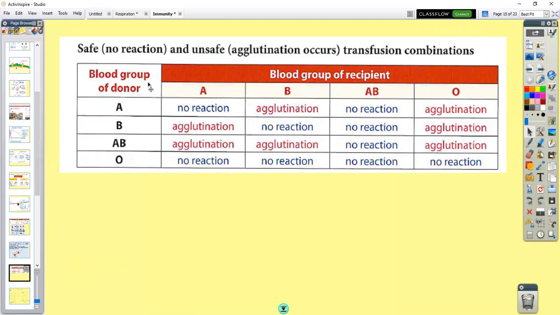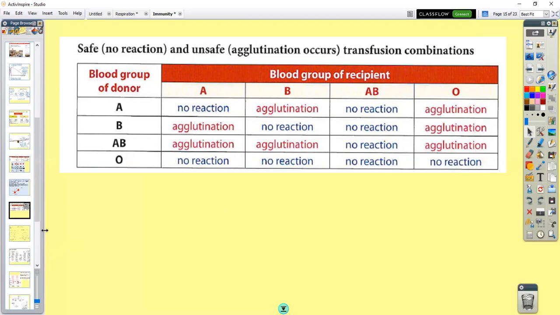If you're blood group A, so the recipient at the top here, you can receive blood from another person, a donor who's blood group A or blood group O. Not from B or AB. Blood group B, if you're the recipient, you can receive blood from somebody who's blood group B and blood group O. If you're blood group AB, you can receive blood from anybody because you've no antibodies in the plasma. Whereas if you're blood group O, you can only receive blood from somebody else who is blood group O because you have anti-A and anti-B antibodies.